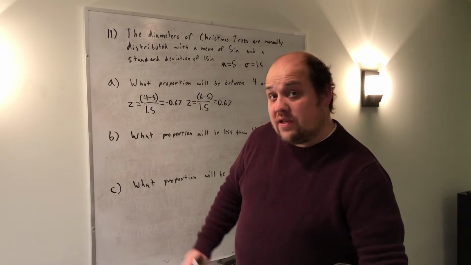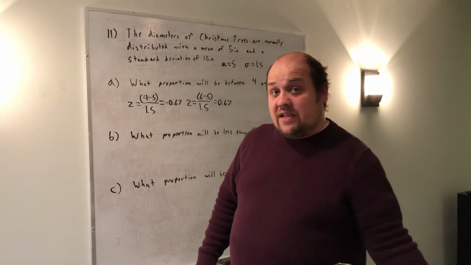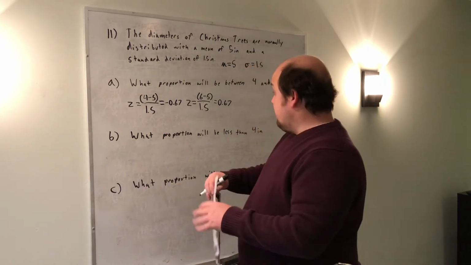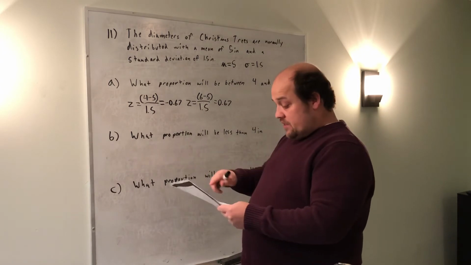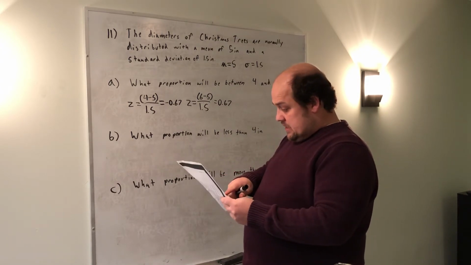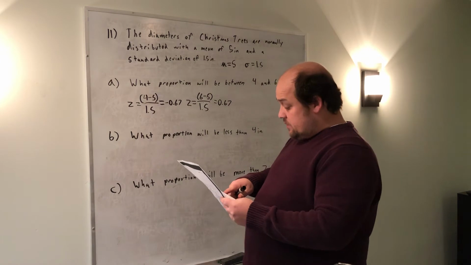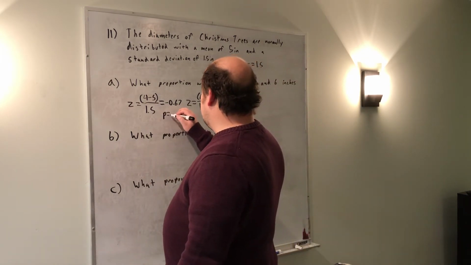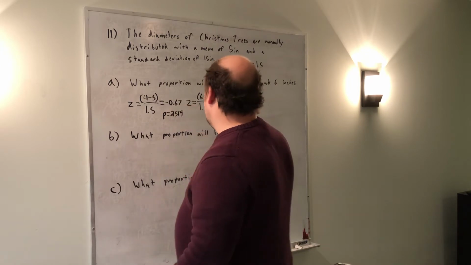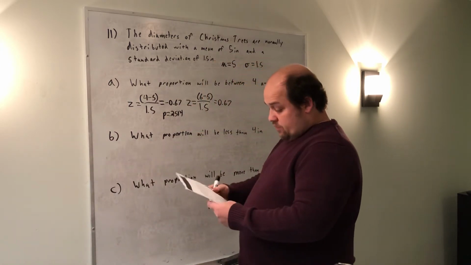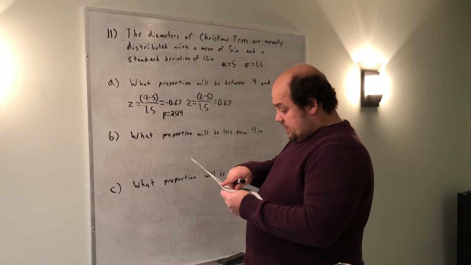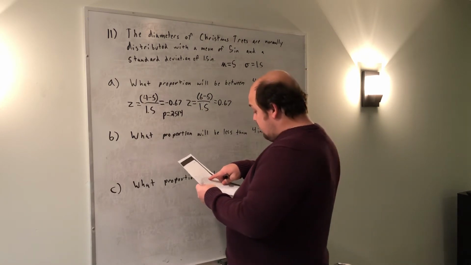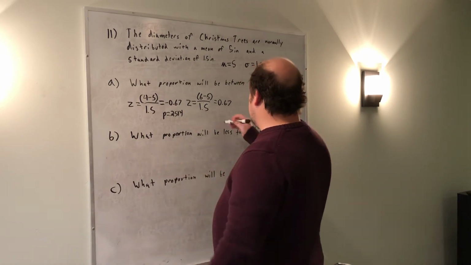So even though these are the same negative and positive, I still need to look up both answers in my table. The negative answer, negative 0.67, gets me to a p-value of 0.2514. The positive version, 0.67, gets me to a p-value of 0.7486.